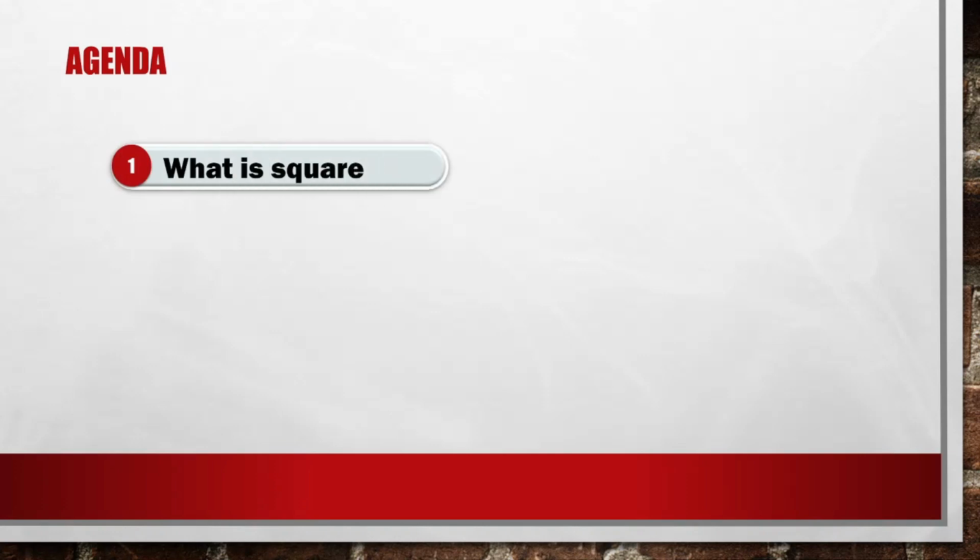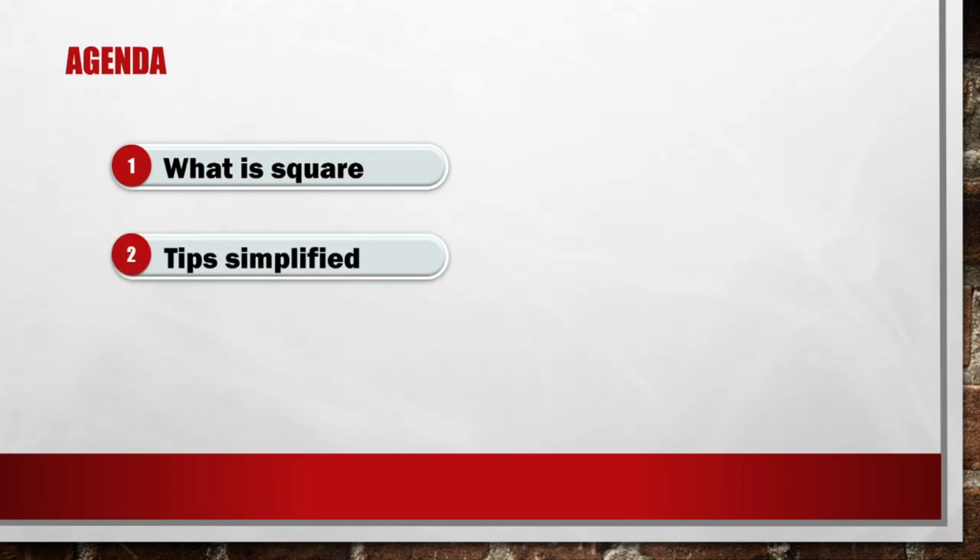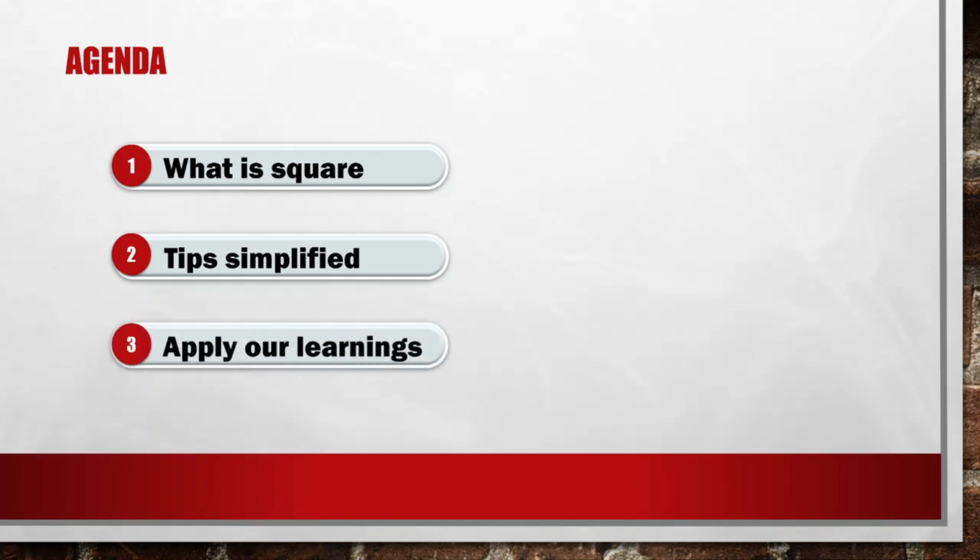Our agenda for today's video is what is a square? Friends, I have clearly explained this step in our previous video, which is Square 1.0. If you have not yet watched that video, I have provided a link in our description box, so please click on it and watch it, friends. In that video, I have clearly explained how to find the square of a two-digit number in just 10 seconds. So in today's video, we will be discussing how to find the square of a three-digit number in just 10 seconds. And then we would be learning some tips simplified. Also, at last, we would apply our learnings.